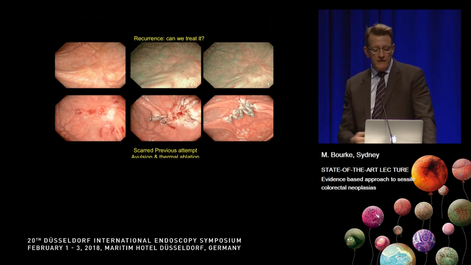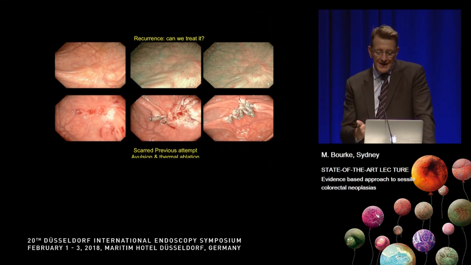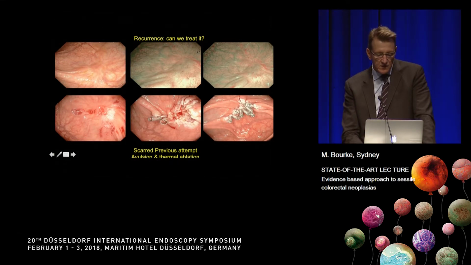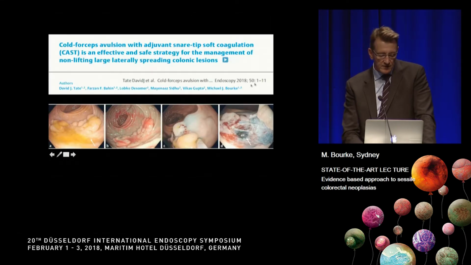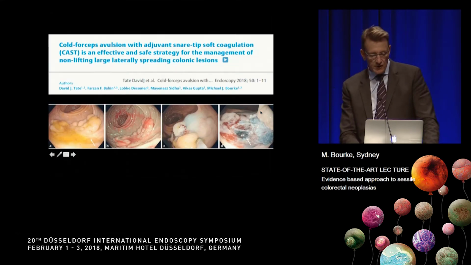When we have recurrence, we don't need to do ESD. We can treat it by what we call CAST. This is a technique for treating stuck down areas, and it's just published in Endoscopy. So here, this is a case from one of our surgeons. We excise these areas around the side, and then we use cold forceps avulsion of this area, and then treat the margins and close up the defect.